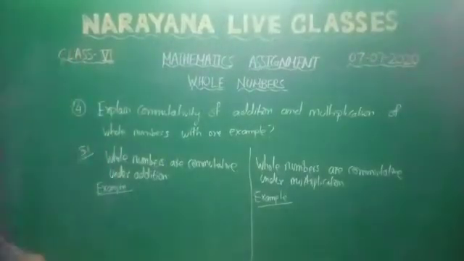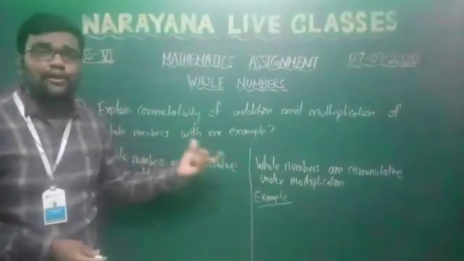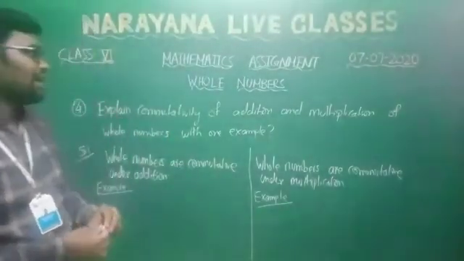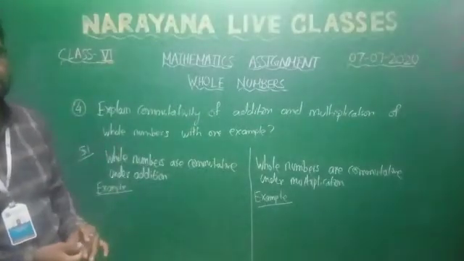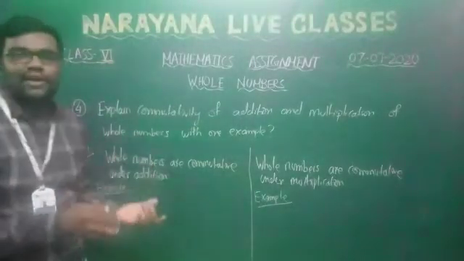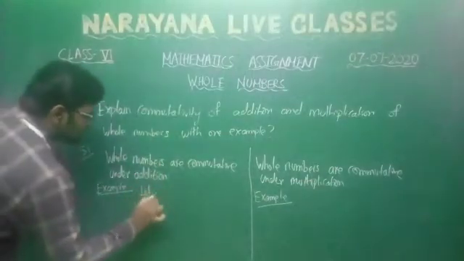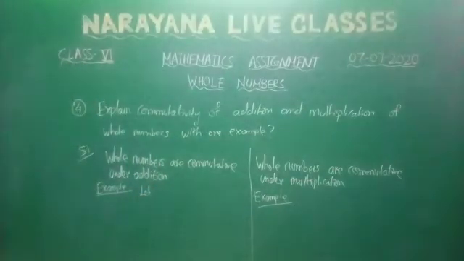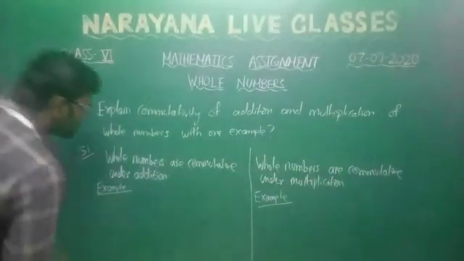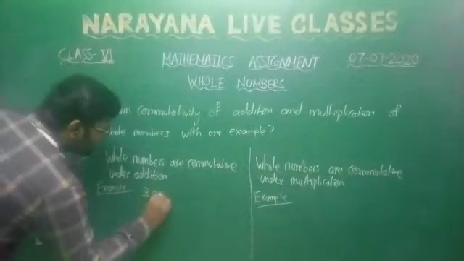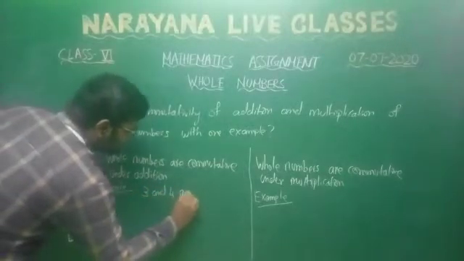Next problem we will discuss, students. Explain commutative property of addition and multiplication for the whole numbers. Okay, whole numbers are commutative under addition. We are going to prove with an example. We will take 3 and 4, which are whole numbers.